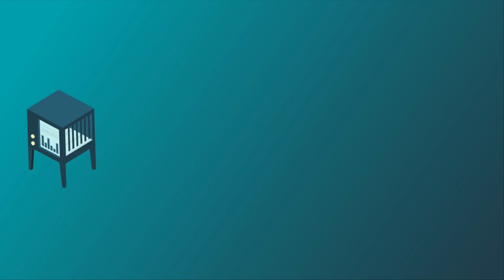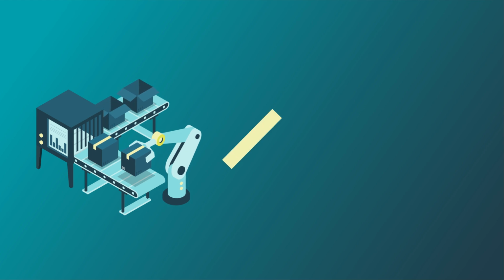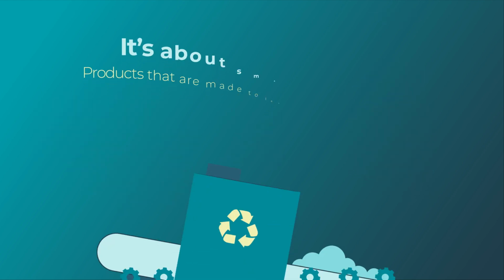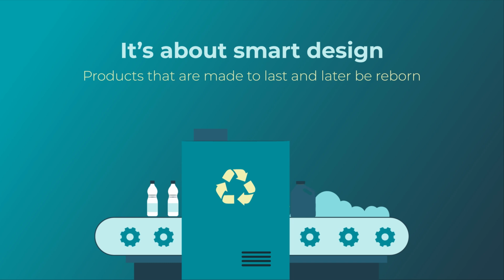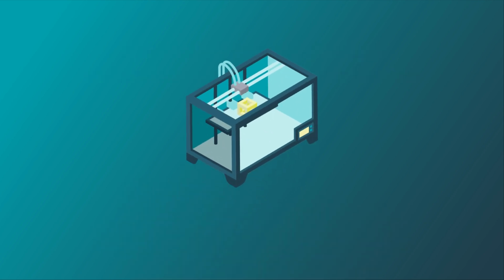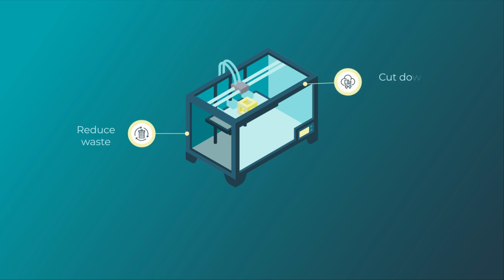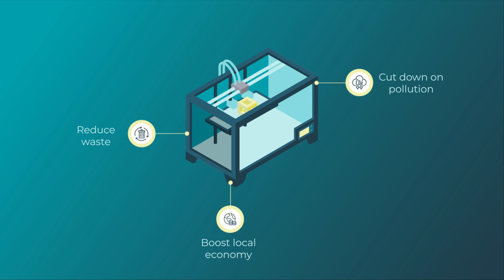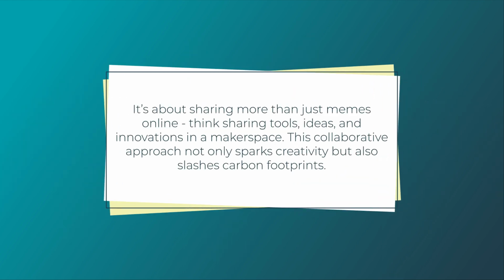Let's break it down. Production in a circular economy isn't just about making stuff. It's about smart design, products that are made to last and later be reborn. Using 3D printing and local materials, businesses can reduce waste, cut down on pollution, and even boost the local economy. It's about sharing more than just memes online. Think sharing tools, ideas, and innovations in a makerspace. This collaborative approach not only sparks creativity, but also slashes carbon footprints.